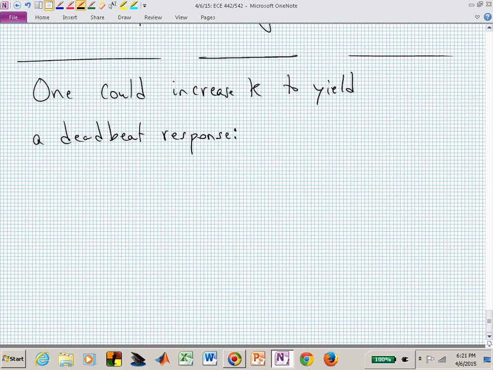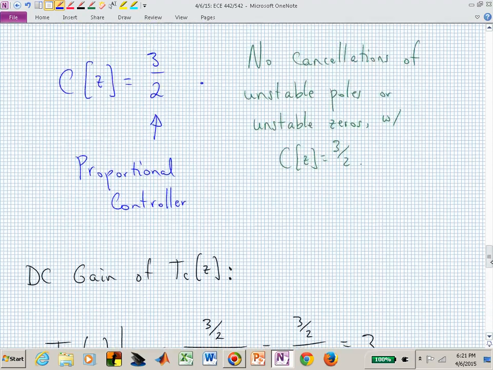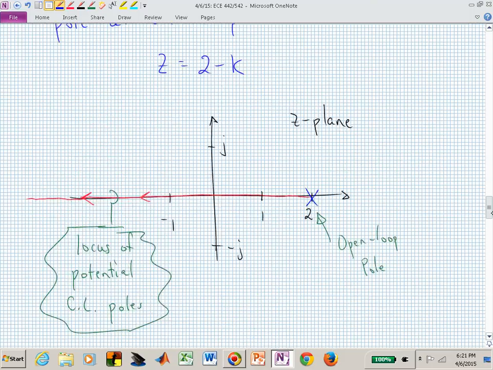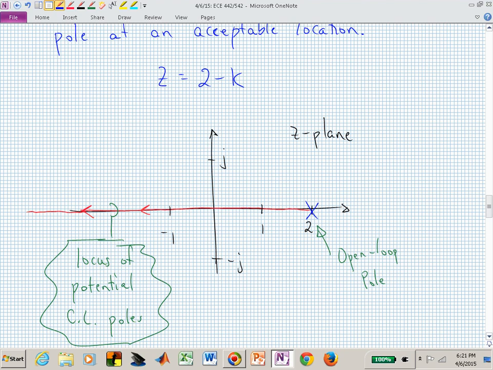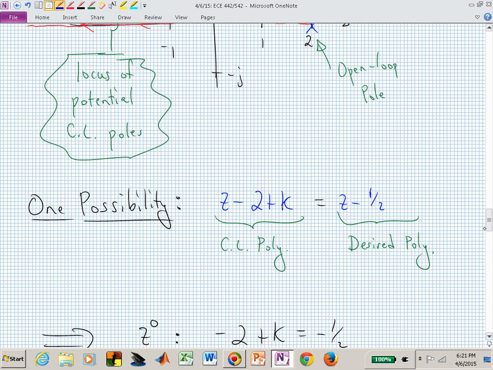And I won't have 85 different answers. Well, I might have 85, I hope not. But I would like to think I have 85 correct answers. All the same with this question. Now what am I doing? Has my closed loop polynomial changed? If I have the same system, I haven't changed anything. I'm still using a proportional controller. My closed loop polynomial is still z minus 2 plus k.